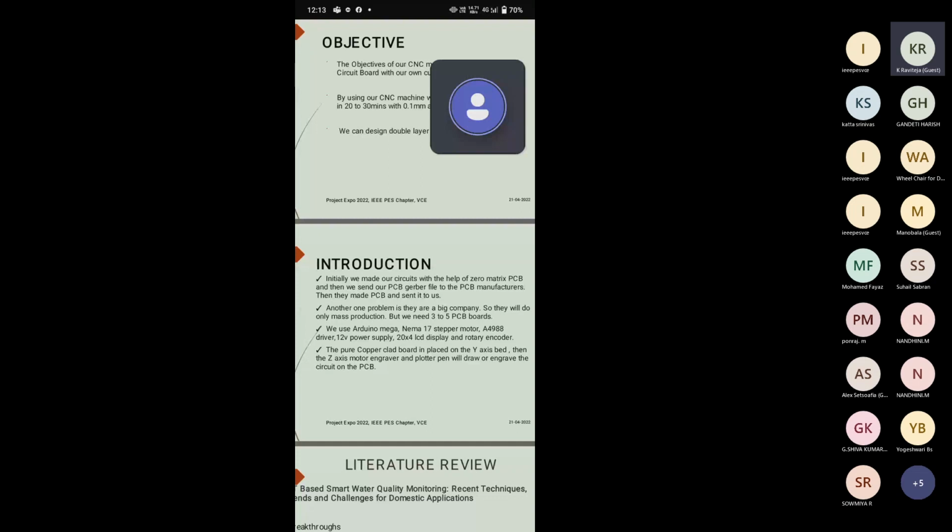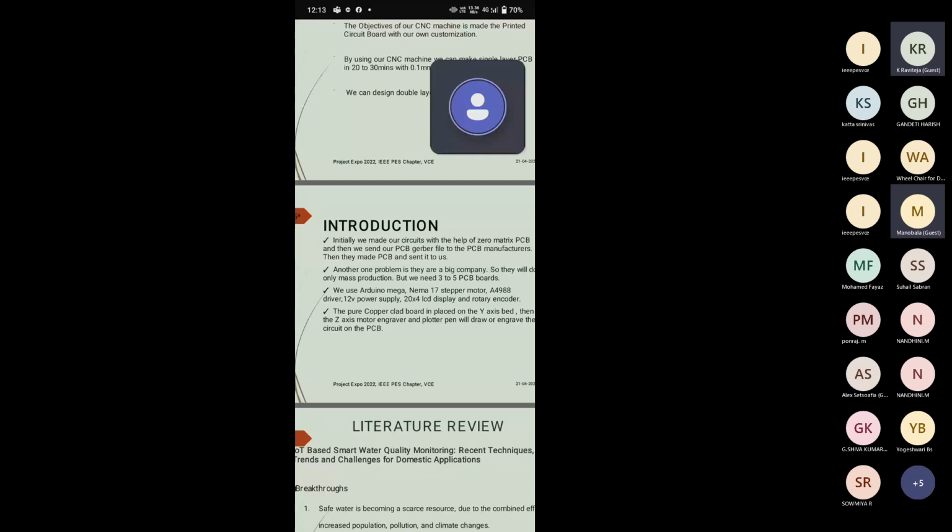We are also using a 12 volt supply because we are using a NEMA 17 motor, so we need a greater power supply. For that purpose, we have an A4988, which is the motor driver we are using, along with an LCD display to show what is happening inside the circuit. So that is the acknowledgement.